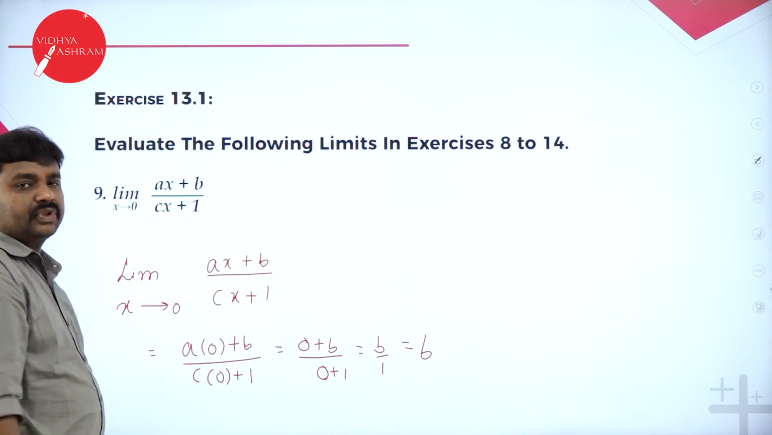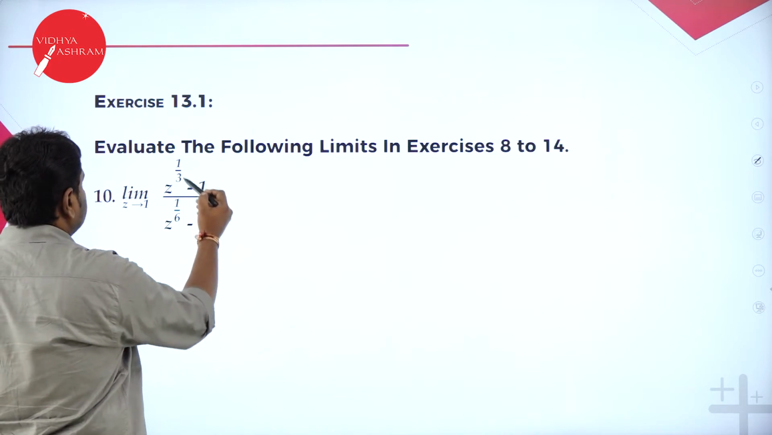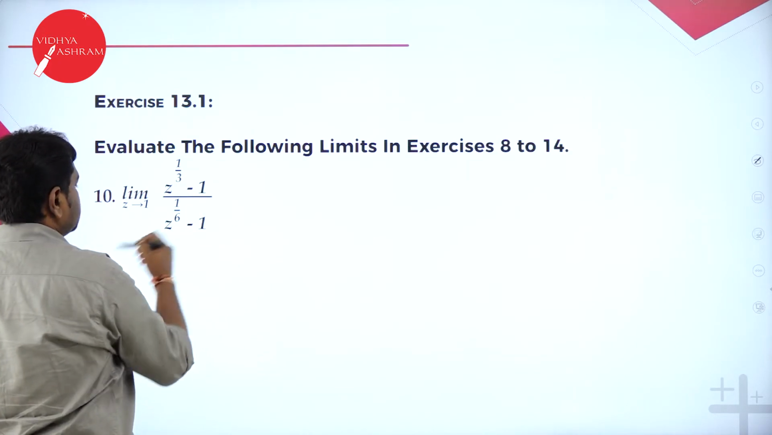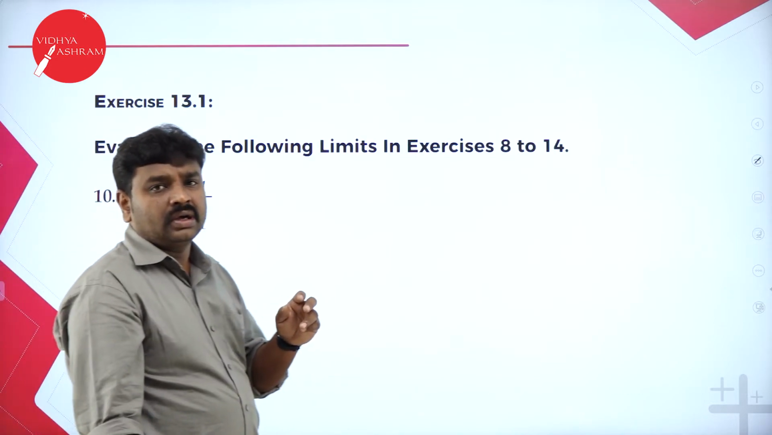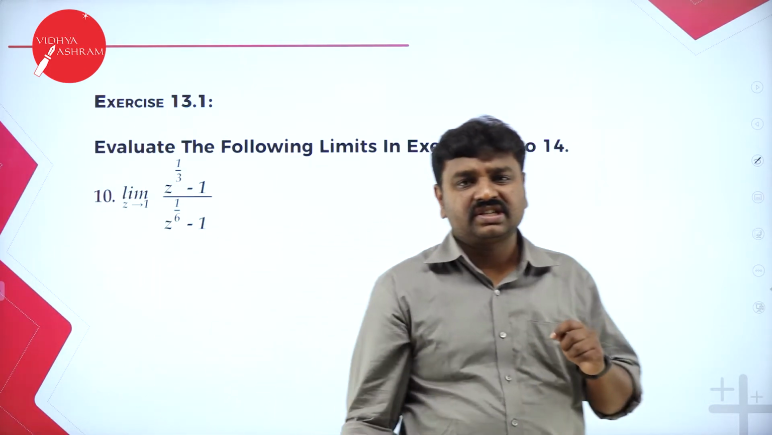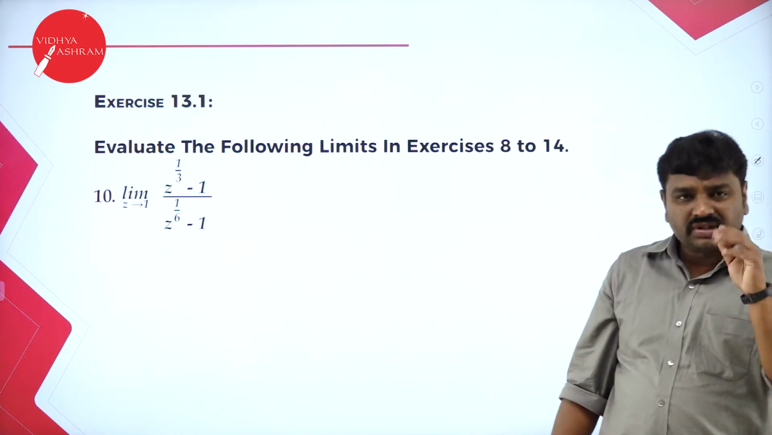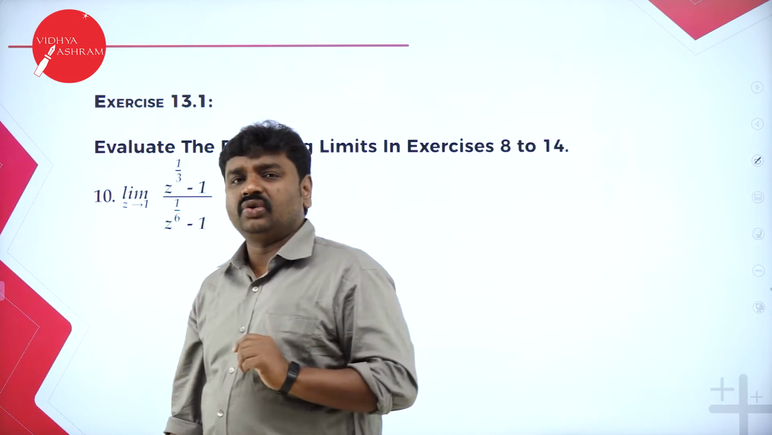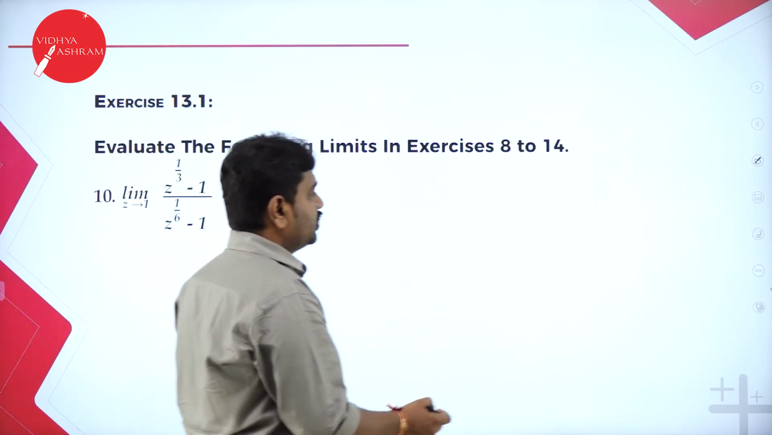That's the limit. Further, limit z tends to 1, z power 1 by 3 minus 1 divided by z power 1 by 6 minus 1. Dear students, observe this carefully. The powers are not whole numbers. The powers are fractions, rational powers. So therefore, you have to convert it into theorem form. So before we go to this, first become thorough with the theorem.